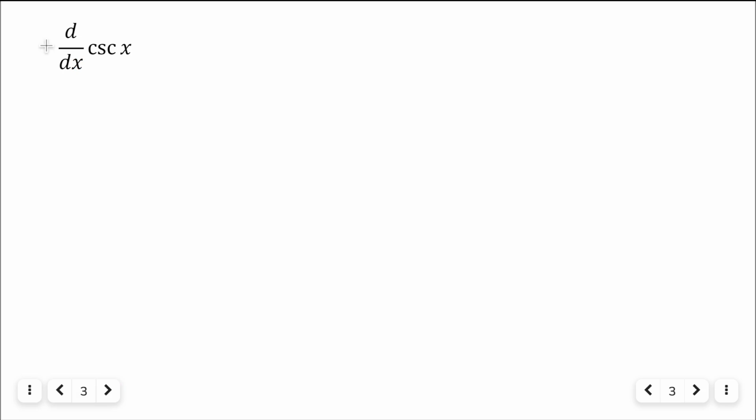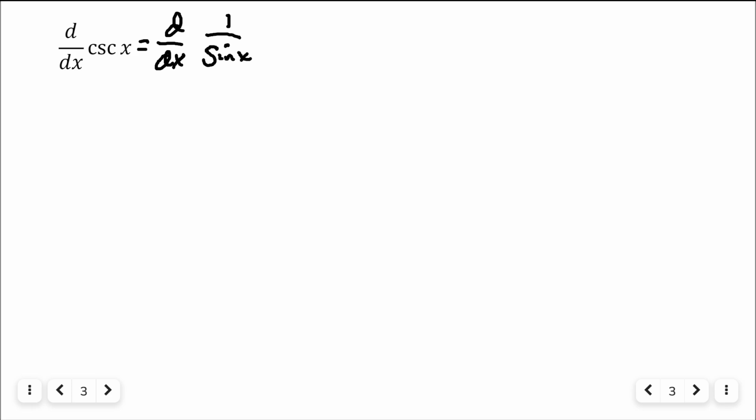So let's also find the derivative of cosecant. Well, same idea. Cosecant is 1 over sine.